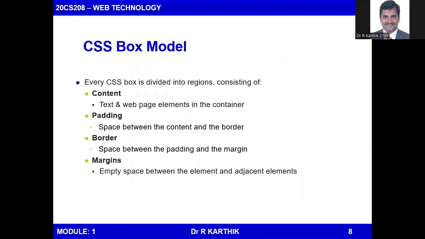Every CSS box is divided into regions: content, which includes text and images; padding, the space between the content and the border; then the border, the space between padding and the margin; then margin, the empty space between the element and adjacent elements.